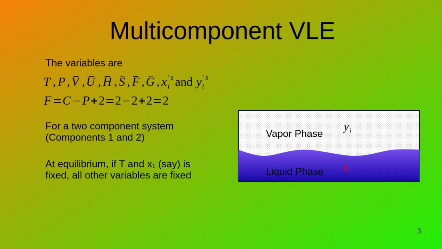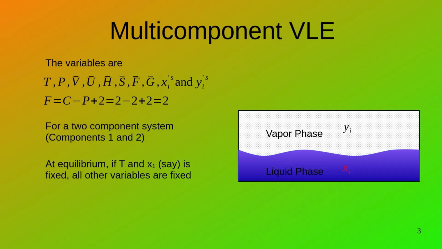Now for a binary system, that is a two component system which has component 1 and 2, at equilibrium, if temperature and x1, that is, let us say the concentration of component 1 in the liquid phase, is fixed, then all other variables are fixed. What does this exactly mean? Well, if x1 is fixed, it goes without saying that x2 is also fixed because x1 plus x2 is equal to 1.